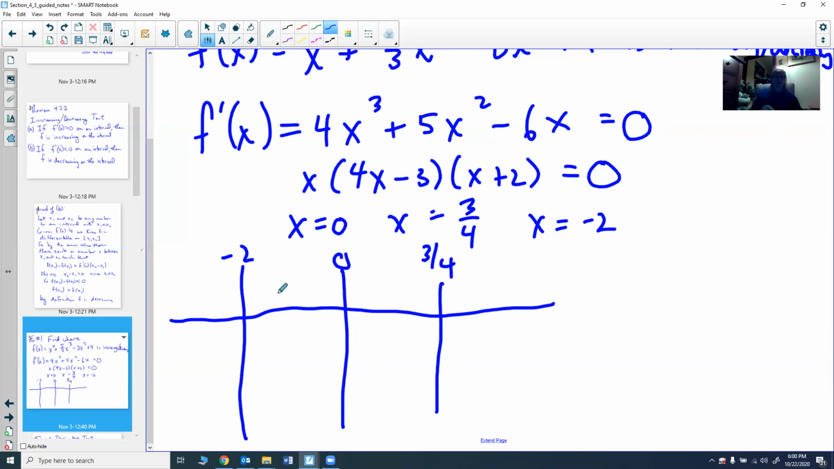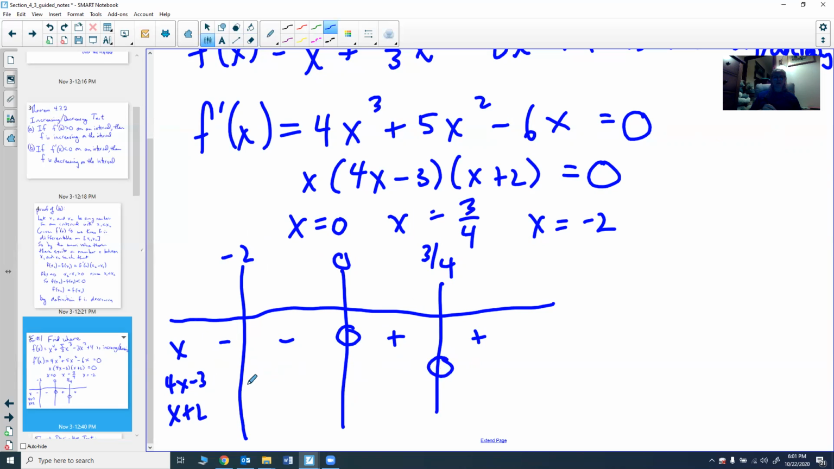So I put those on my number line in the order they are. And then what I'm going to do is look at each of the factors. I have an x factor, I have a 4x minus 3 factor, and I have an x plus 2 factor. Well, the x was 0 at 0. Below 0, the x will be negative. Above 0, the x will be positive. 4x minus 3 was 0 at 3/4.